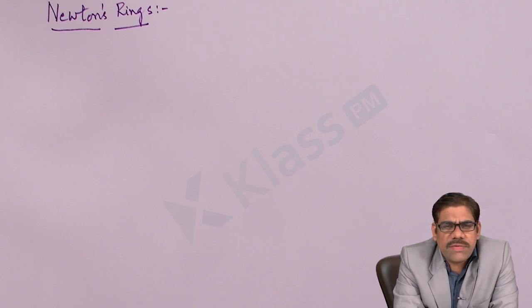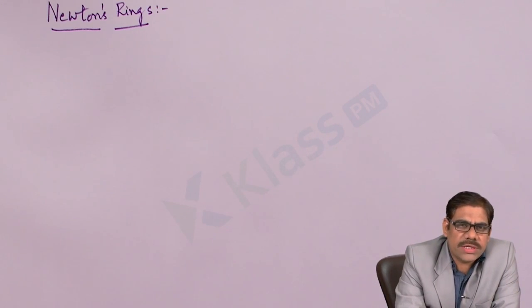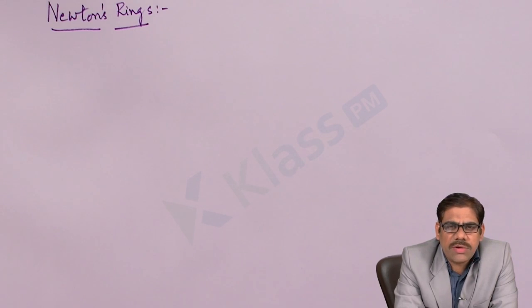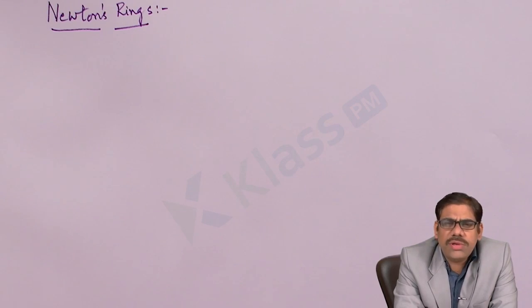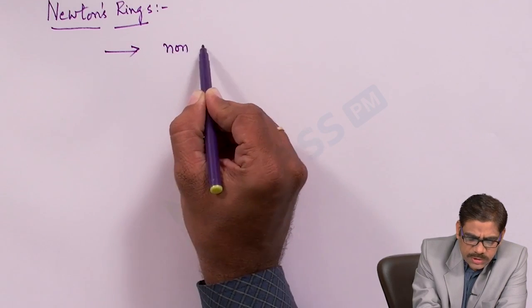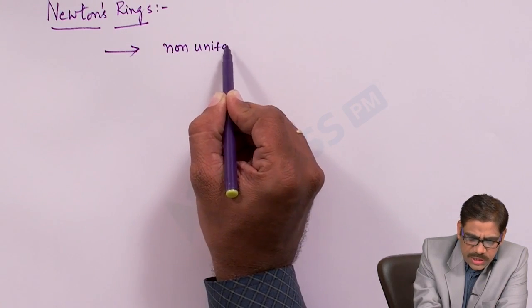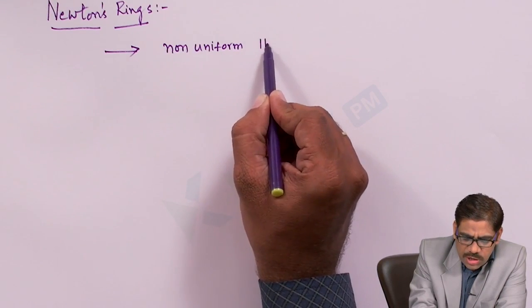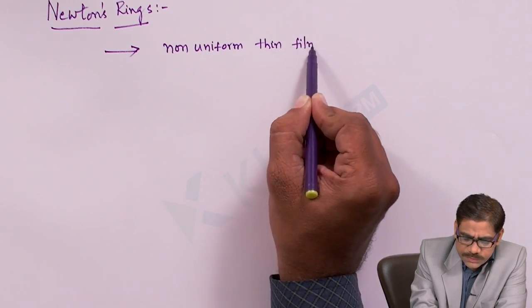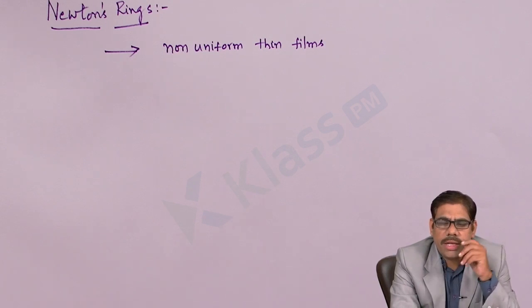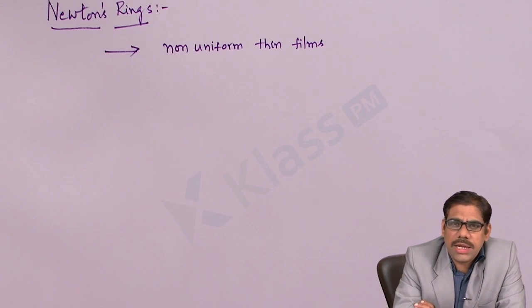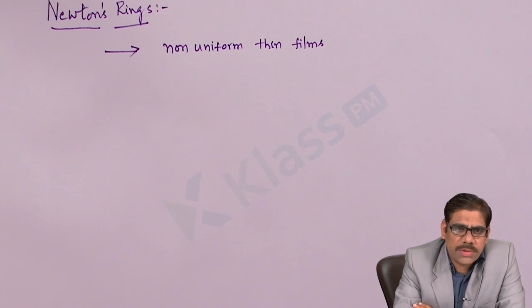In the previous classes, we have studied the pattern of interference, and we have discussed the interference in thin films. Now, these Newton's rings are best suited for non-uniform thin films. When a non-uniform thin film is considered, in terms of the interference pattern occurring in the non-uniform thin film, then the Newton's rings are formed.